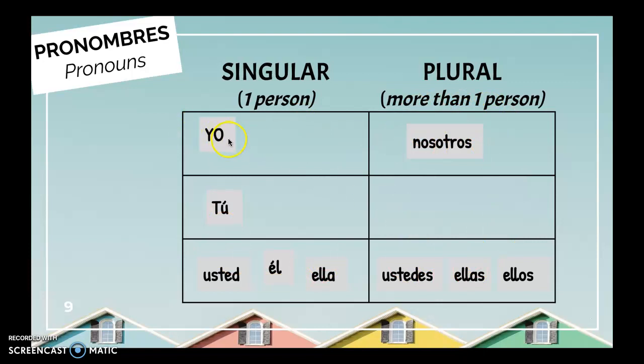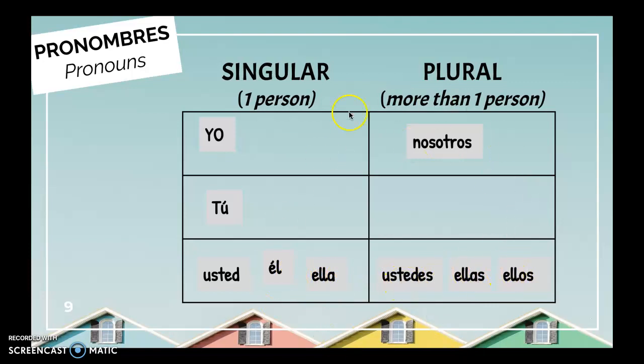So we've got the I, just myself. I with somebody else is going to be nosotros, we. Tú is just you. Over here, we always leave this blank. It's the you all in Spain. They only use it in Spain, so we're not going to use that. When we say you all, it'll sound formal in Spain, but it's how we'll use it in our class. We'll do the Latin American version. So usted in the plural would be ustedes. Él in the plural would be ellos, or ella would be ellas. So we've got the you guys and the they.